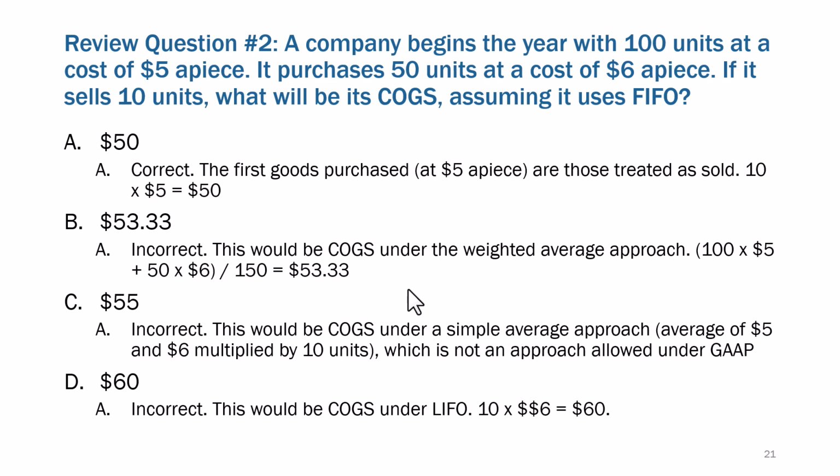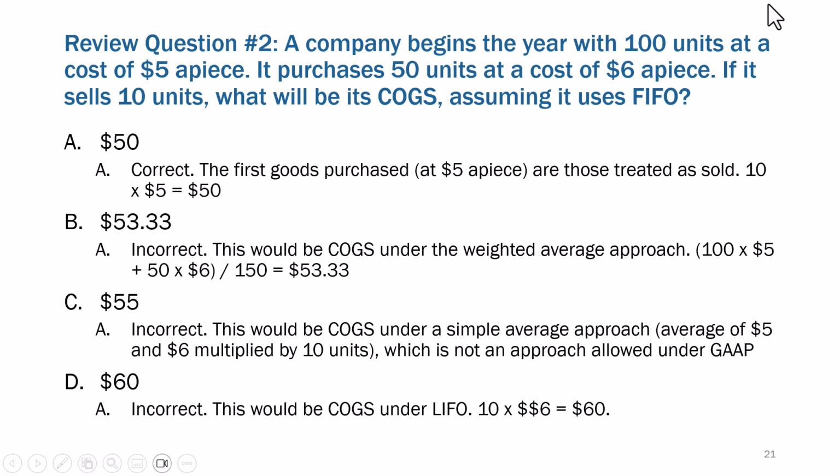I tried to envision why people might choose something different. But this is FIFO, basically. So the first goods purchased at $5 a piece are those that are treated as sold. So 10 units at $5 a piece was the purchase, $50 is cost of goods sold.